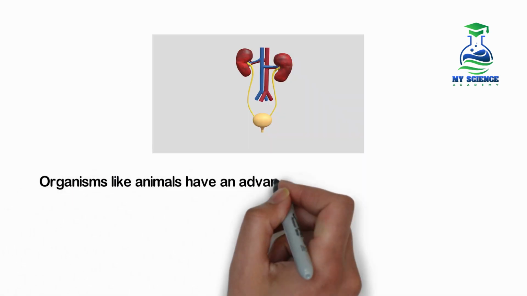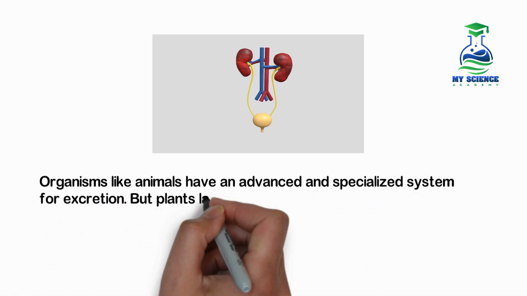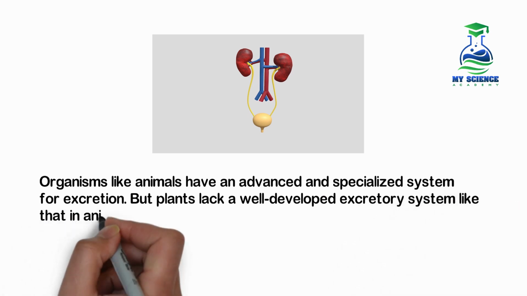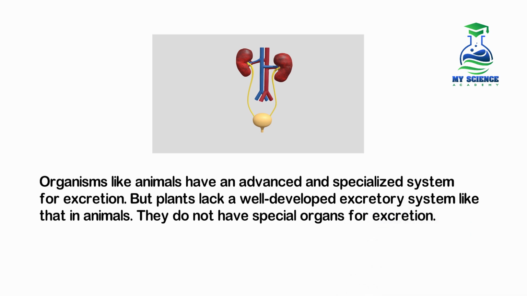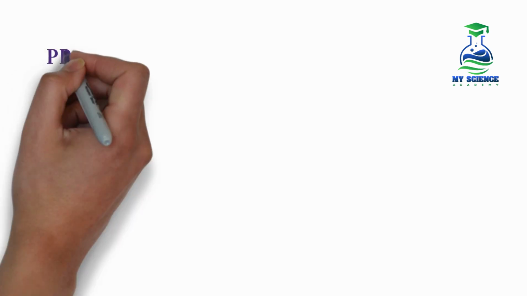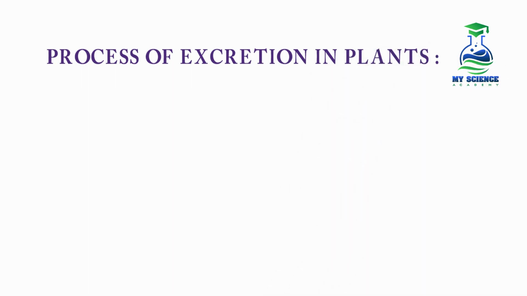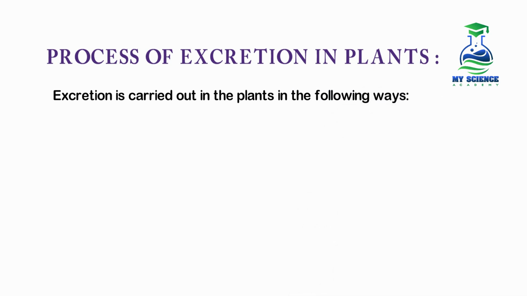Organisms like animals have an advanced and specialized system for excretion, but plants lack a well-developed excretory system like that in animals. They do not have special organs for excretion. Let us see the process of excretion in plants. Excretion is carried out in the plants in the following ways.